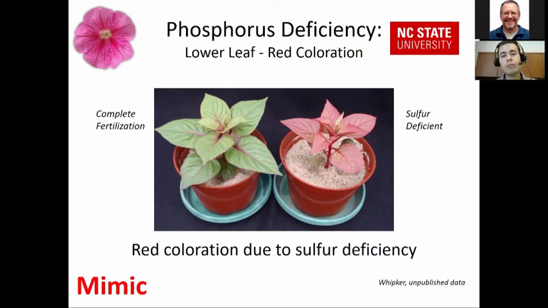So this is typically more common in plants that have a natural red pigmentation. You can see the healthy plant on the left has naturally red coloration in the stems and in the leaf petioles. And so when you have sulfur deficiency, that red pigmentation can become much more pronounced. And so the way that you could tell the difference between the sulfur and phosphorus deficiency is that sulfur deficiency is going to be more of an all-over reddening, whereas phosphorus deficiency is going to be more severe on the lower leaves. So that's one way that you may be able to tell the difference between these two types of deficiencies.